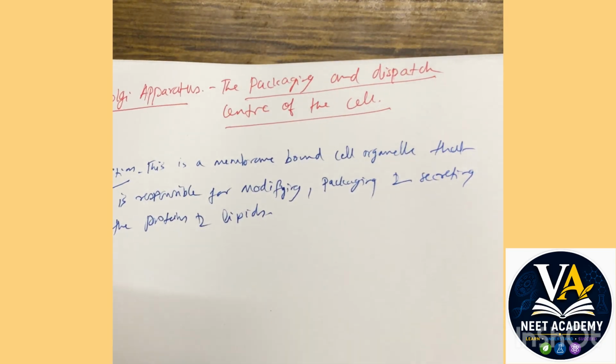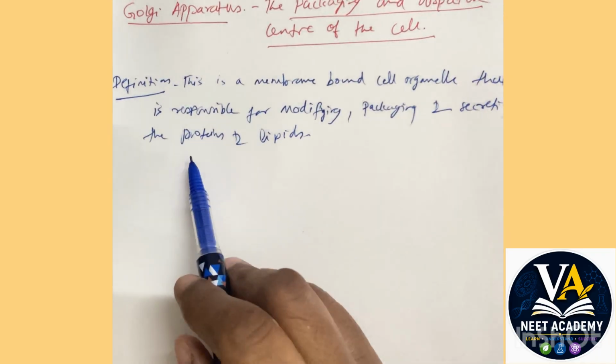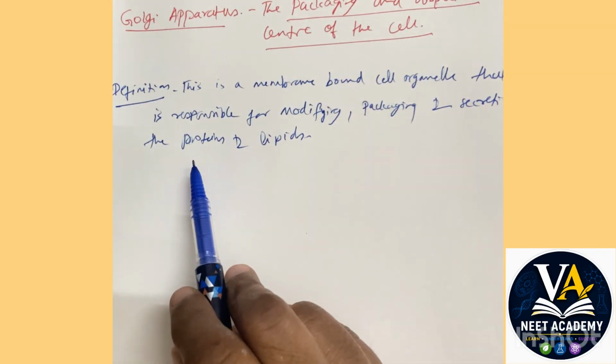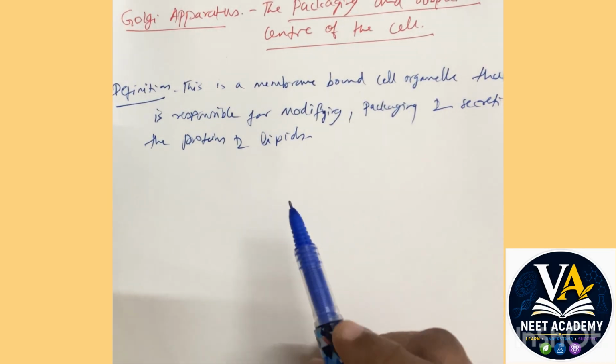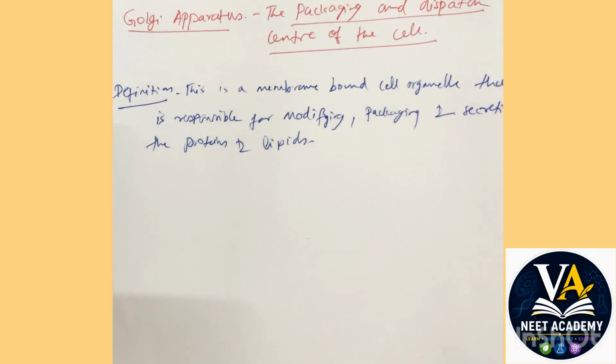So this is the organelle where the modification, packaging and secretion of the protein which is formed earlier in endoplasmic reticulum and lipids are being processed. Okay, so this is about the definition of Golgi apparatus.